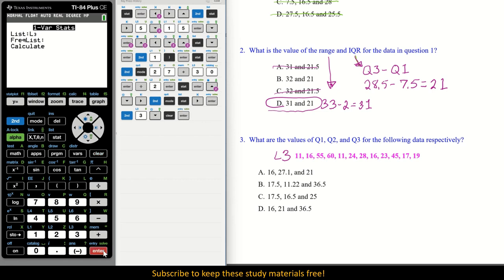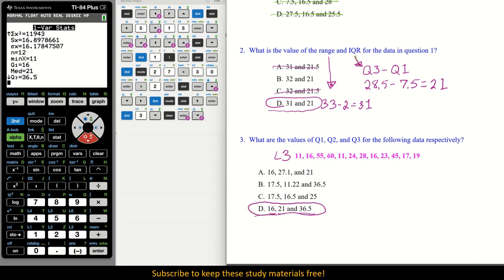Okay, now let's enter. Well, it gives us a mean. They're not asking for the mean though. But if we arrow down, look, we have 16, that's our Q1. Median is Q2 and Q3. So I'm looking for 16. There's 16, then 21, and 36.5. And option D again. All right. That was pretty good.